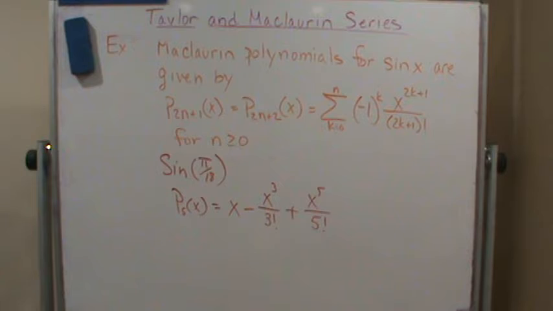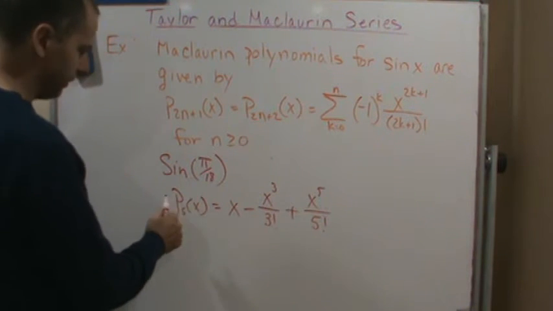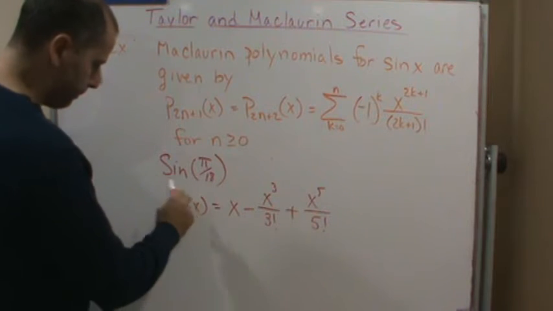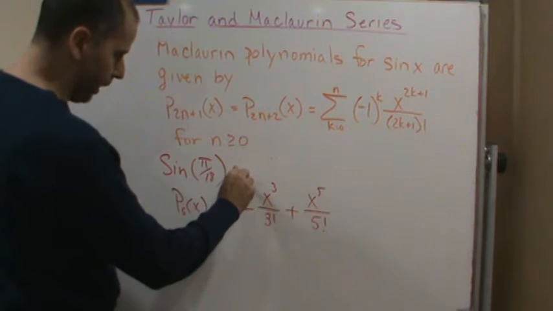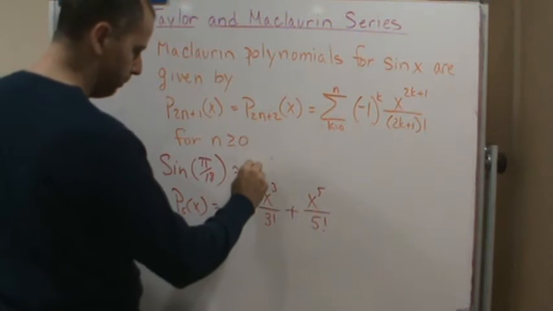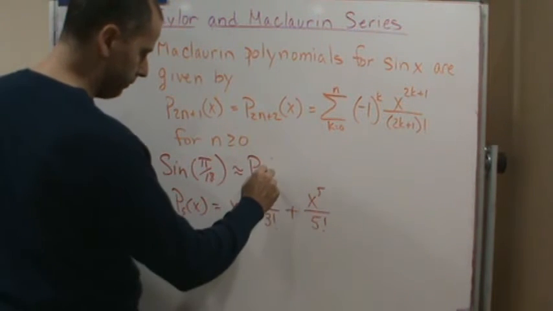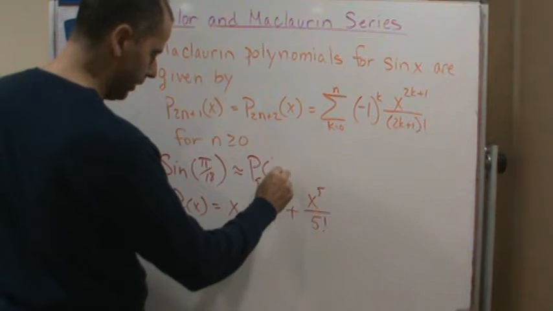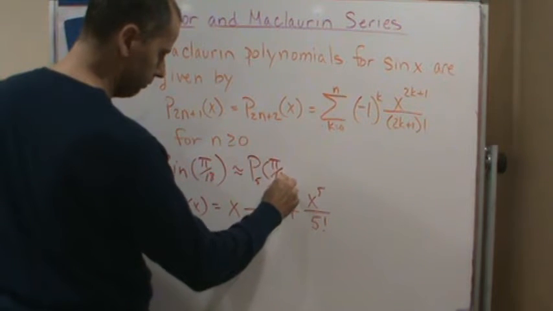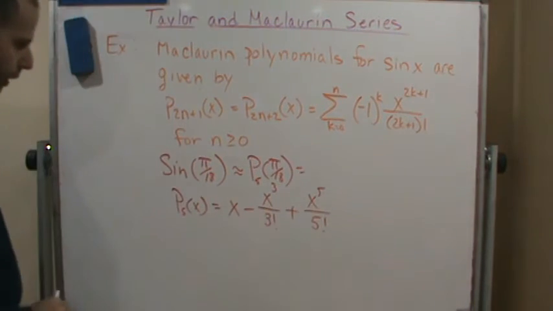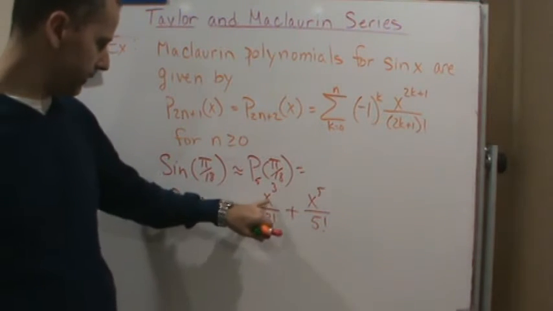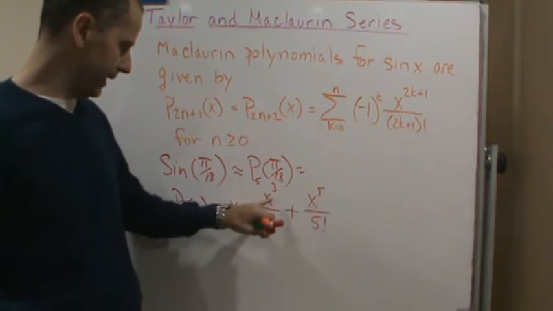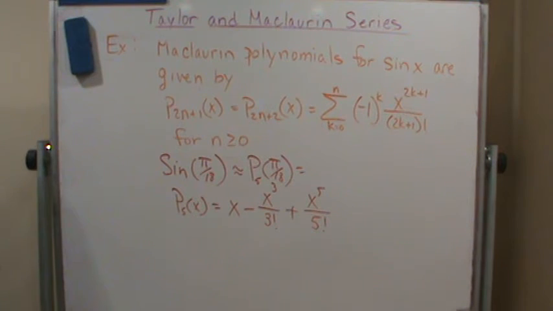Okay, and so that is the fifth Maclaurin polynomial, and we're going to use this. So basically, sine of pi over 18 is going to be approximately equal to P sub 5 of pi over 18. Which is going to equal what? Well, now we're just going to put in pi over 18 for each one of these.